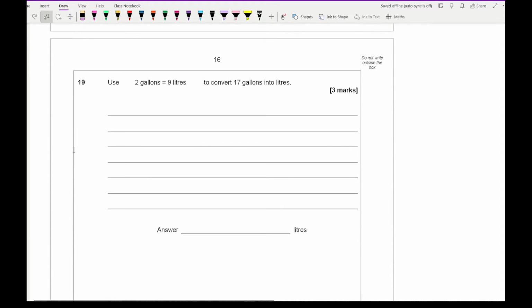Then for question 19, it says use that 2 gallons equals 9 litres to convert 17 gallons into litres. Now there's a couple of ways in which we could do this. Well, we can recognise that 1 gallon is going to equal 4.5 litres. So method 1 you could do is 4.5 times 17.